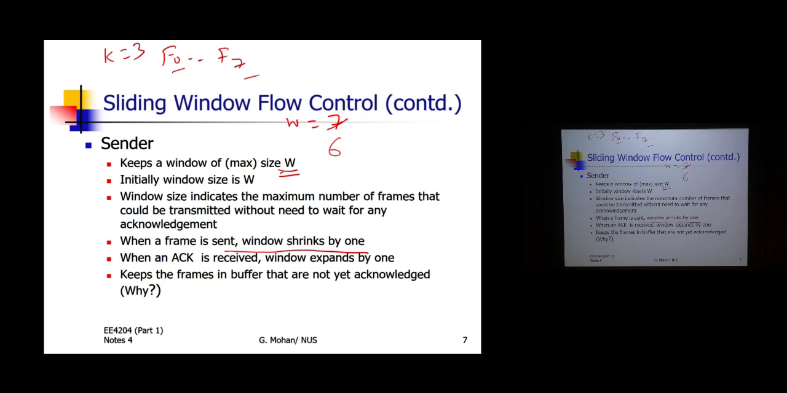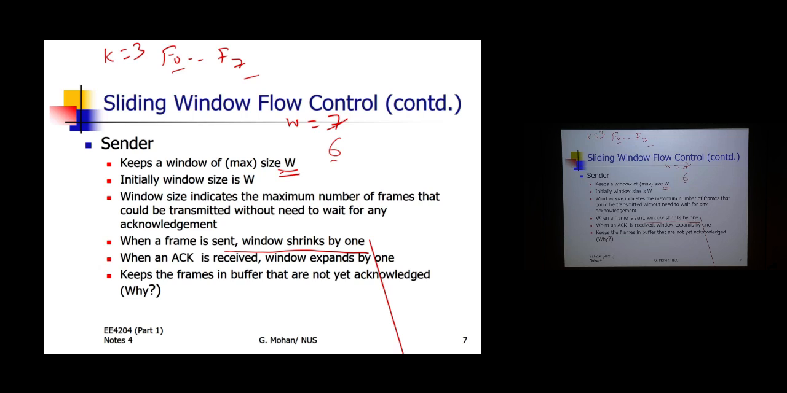There's a variable W which is initialized to 7. W equal to 7 means window size is 7. Current window is 7. It means that the sender is permitted to transmit up to 7 frames without waiting for an acknowledgement. That's the meaning. Since it has sent out 1 frame, the window will shrink. That means W will become 6. It's permitted to transmit only 6 more frames because it has already sent 1 frame. It has not yet received an acknowledgement.